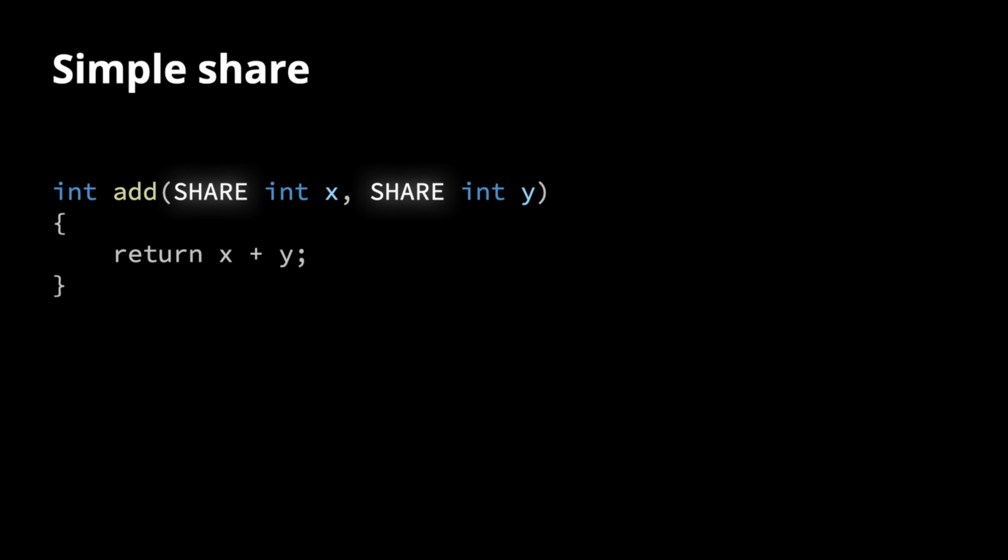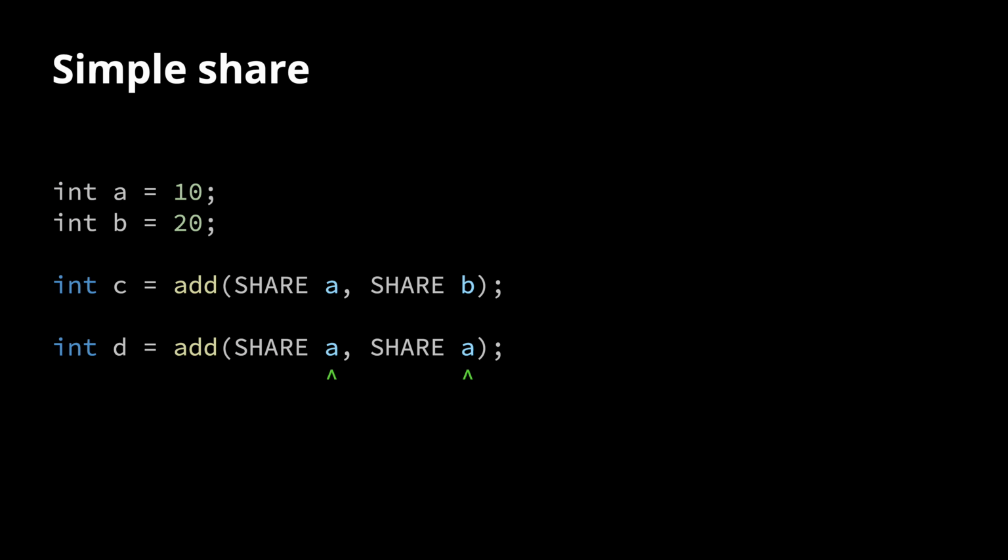To use this function, if I have two variables a and b, I can call add with share a and share b, but I can also call add with share a and another share a. For as long as a variable is shared, it is only available for reading and more sharing. In this case, the shares end when the add function returns, because it doesn't return a reference.